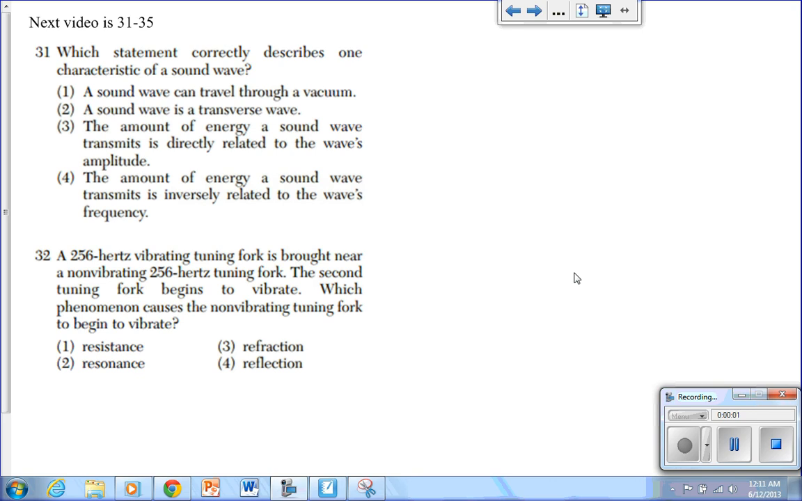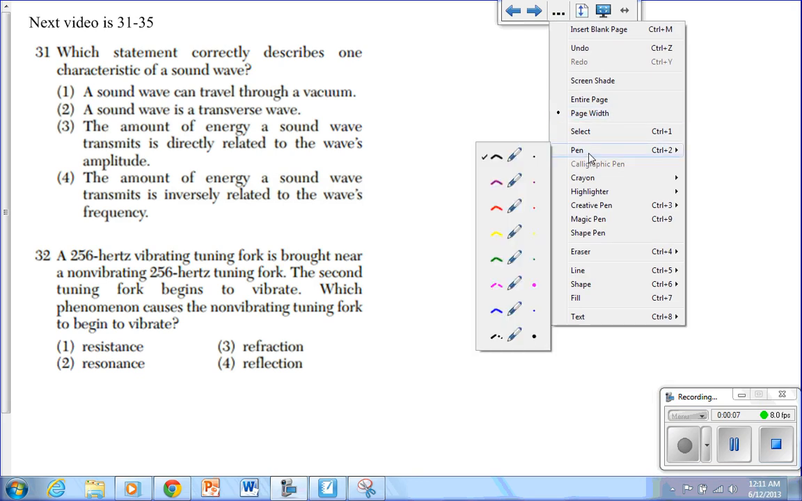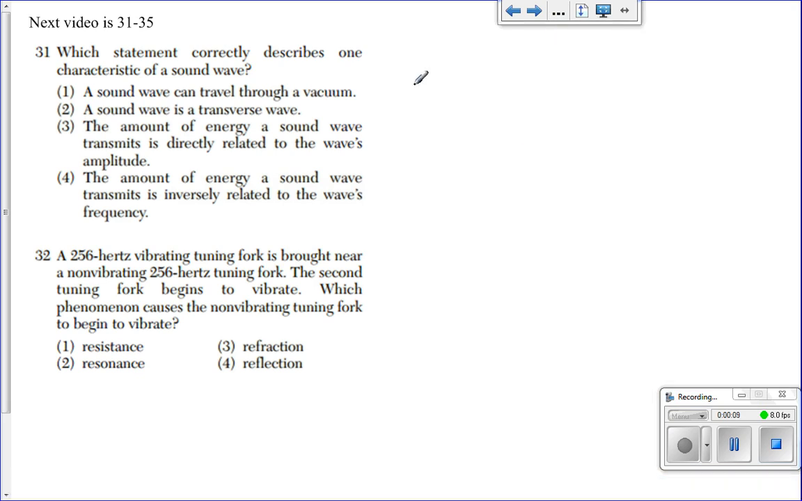All right. Next question, number 31, is talking about characteristics of sound waves. And this one, again, not too bad if you think about it the right way. We can knock off a couple of these right away. Sound waves, number one, sound waves can travel through a vacuum. That is definitely not true because sound waves cannot go through space. Space is a vacuum. And number two, a sound wave is a transverse wave. That is very wrong. Sound waves are longitudinal waves.